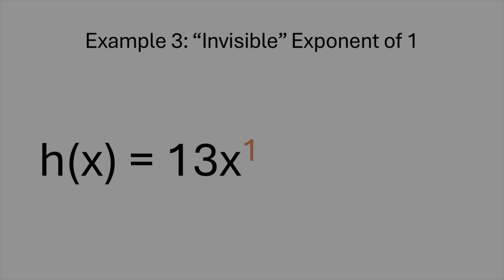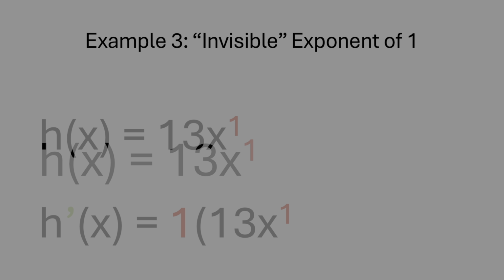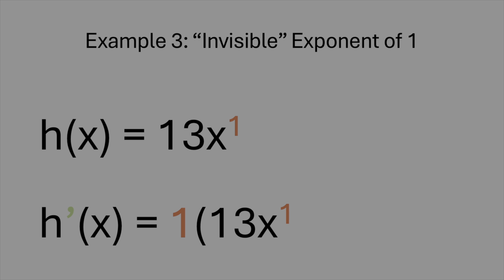Just how we don't write 1 as a coefficient typically, we also typically don't write 1 as an exponent. So we can think of this as 13x to the 1st power. And what do we do? We just follow our normal steps. So we take our original exponent of 1, multiply that down by the 13, and next we say, whatever the original exponent was, 1 minus 1, right? We always do that. This will give us, for the time being, 13x to the 0th power.